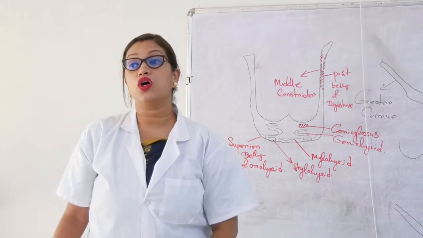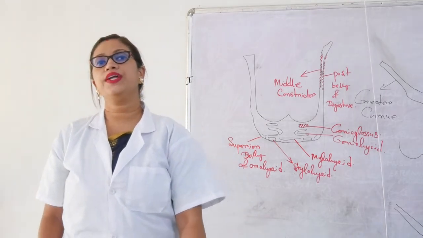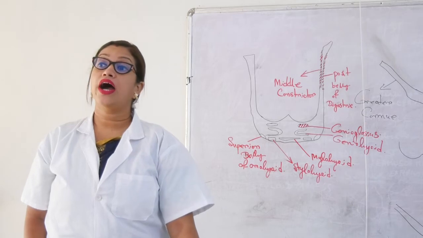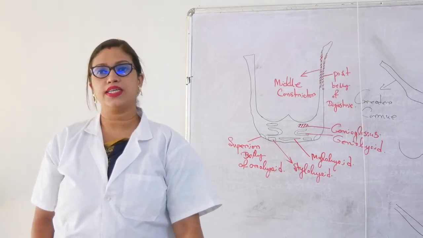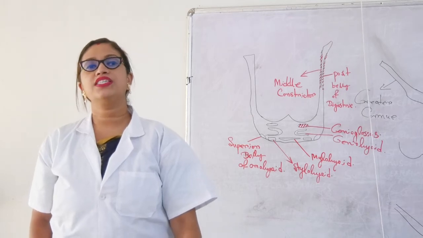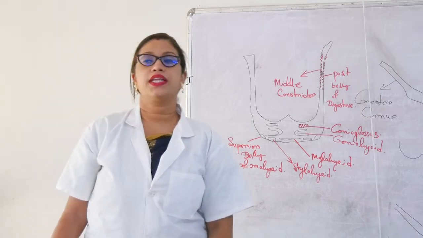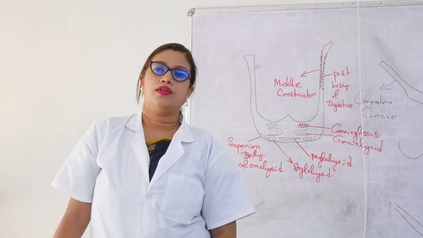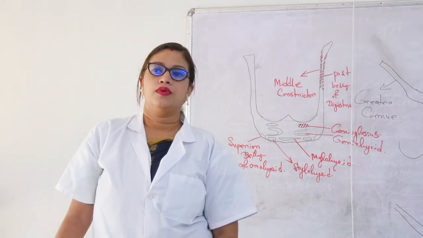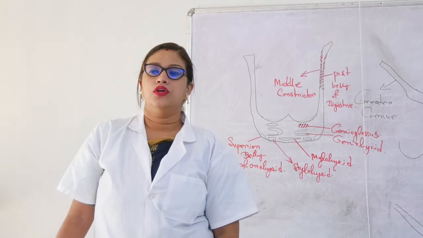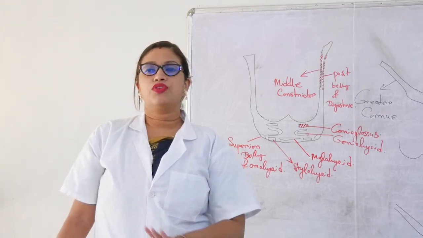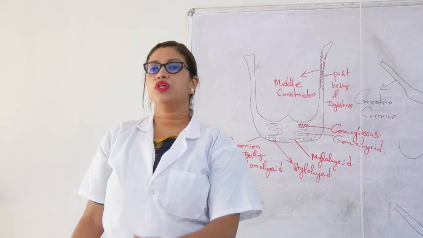What about the lesser cornu? Already I mentioned the stylohyoid ligament. The stylohyoid ligament is attached to the lesser cornu, which later on ossifies. So this is about the three parts. Now come to the ossification.